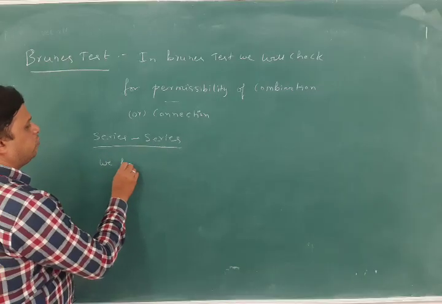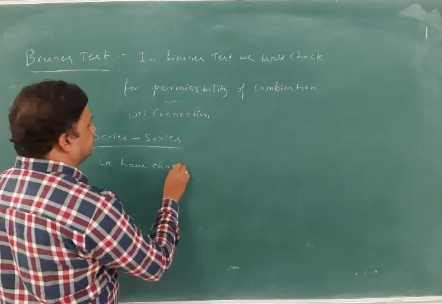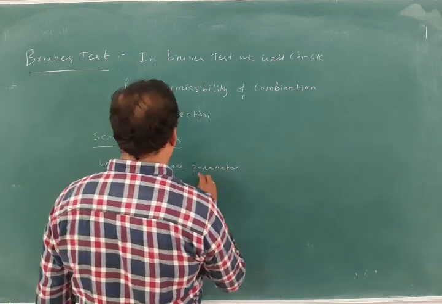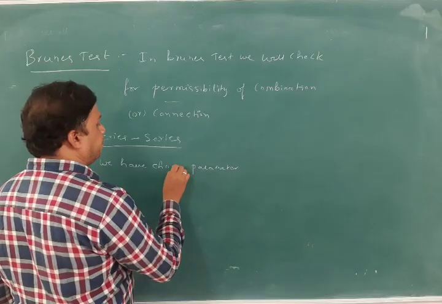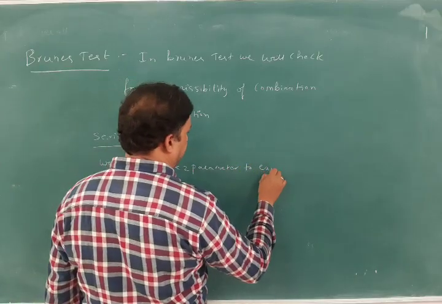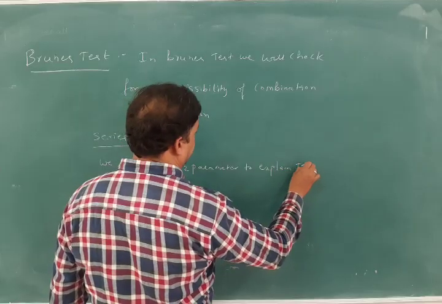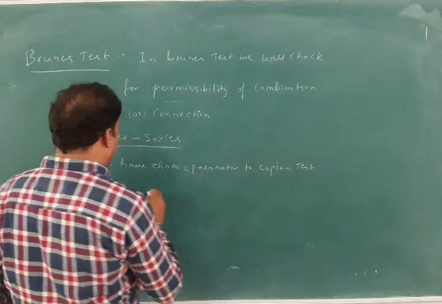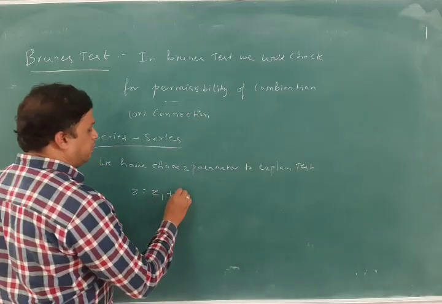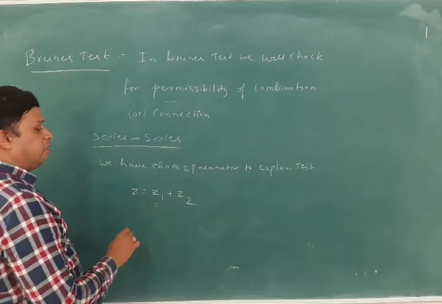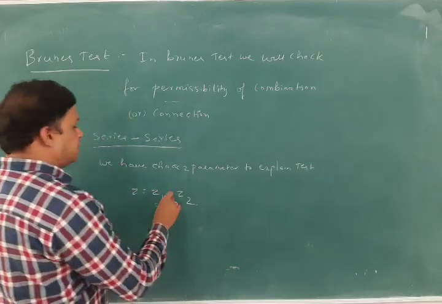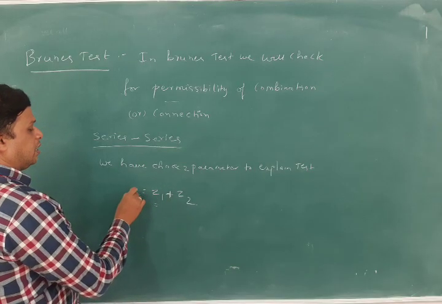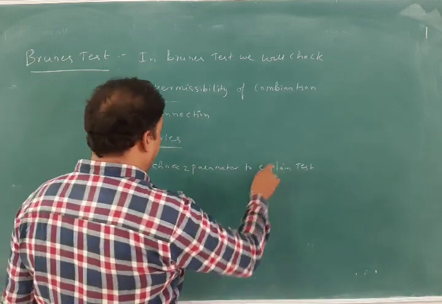We choose Z parameters to explain the Bruns test here in series connection. So Z is equal to Z1 plus Z2. Z1 and Z2 are matrices that can be easily represented like this, where Z is the overall matrix, that is the combined matrix in series connection.